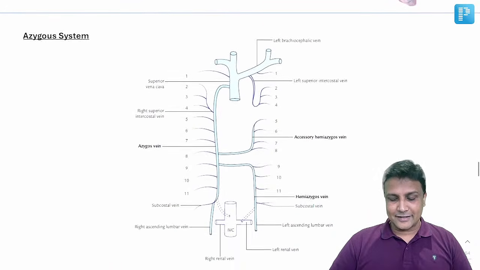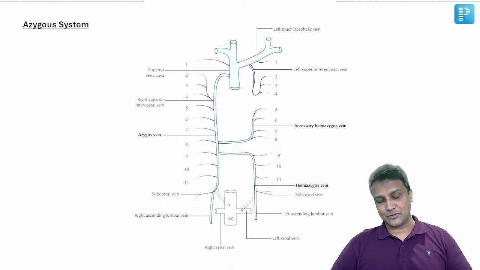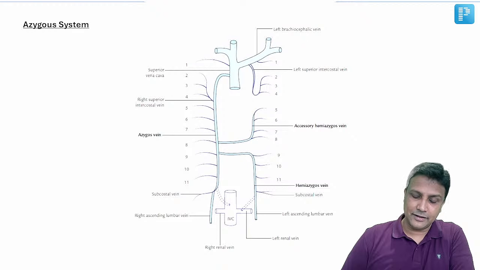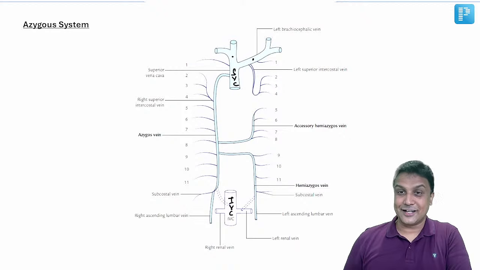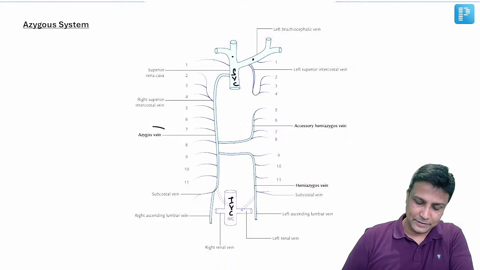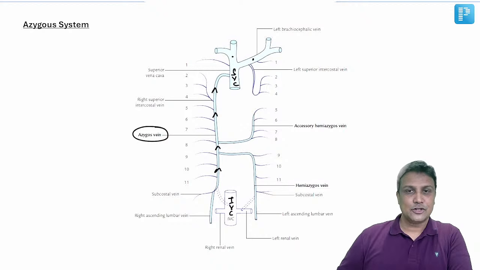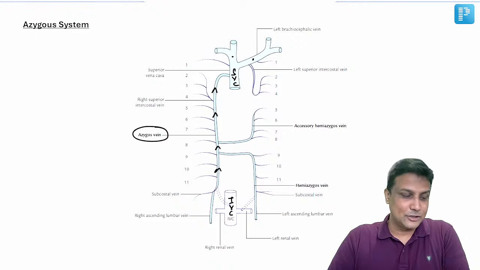Now, your INI-CET examiner is very much a fan of this azygous system also. Many times the question will be asked from here. In this diagram, you're able to see this is the superior vena cava, and it is formed by the union of the right brachiocephalic vein and the left brachiocephalic vein here. And below here, this is your inferior vena cava. What about the azygous vein? Azygous vein is unpaired, single, and it is going to pass from the right side. So it's going to move up, up, up, and then take a turn, and then drain into the superior vena cava.